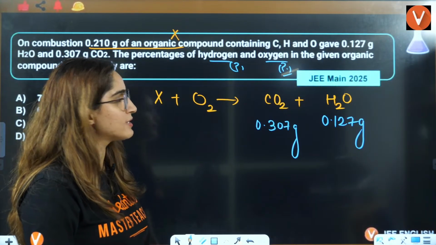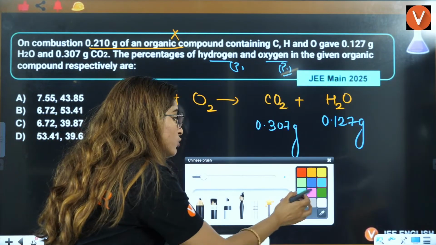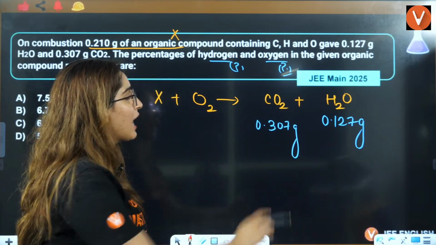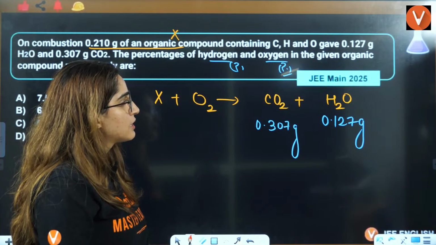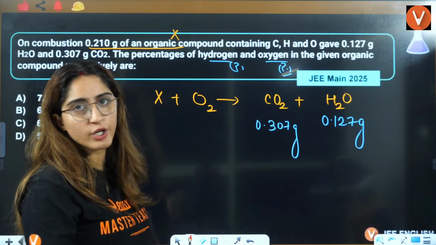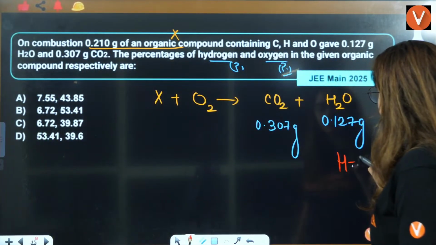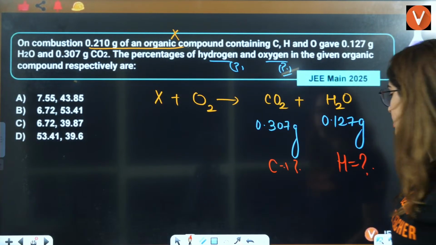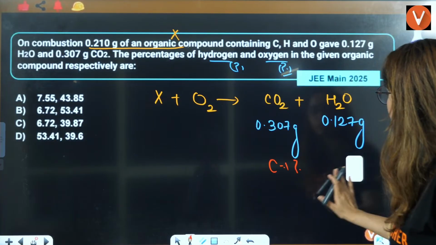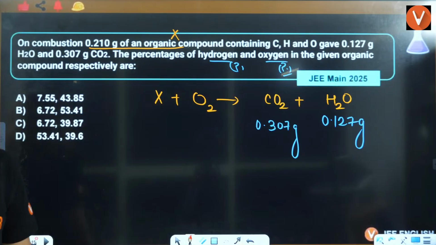See, one thing is clear: the amount of hydrogen, you can calculate it from here. Okay? Here you will apply stoichiometry to understand how much hydrogen is there, how much carbon is there, how much oxygen is there, right? That's how you're going to solve this. That's how you're going to apply the stoichiometry here, right? Okay.